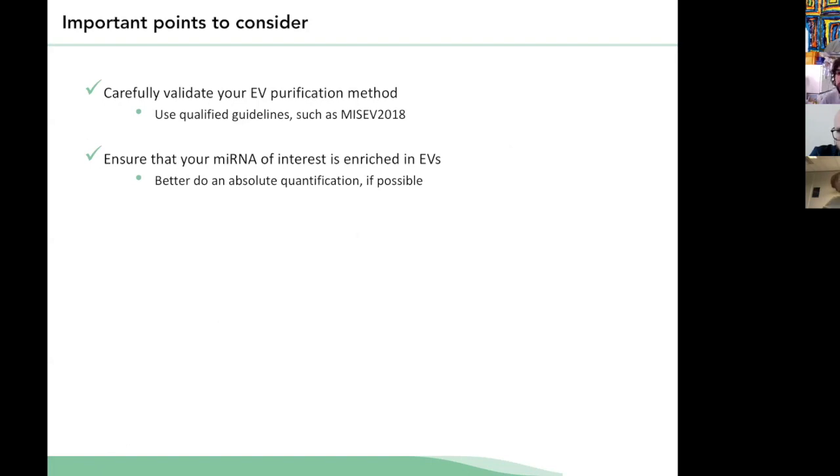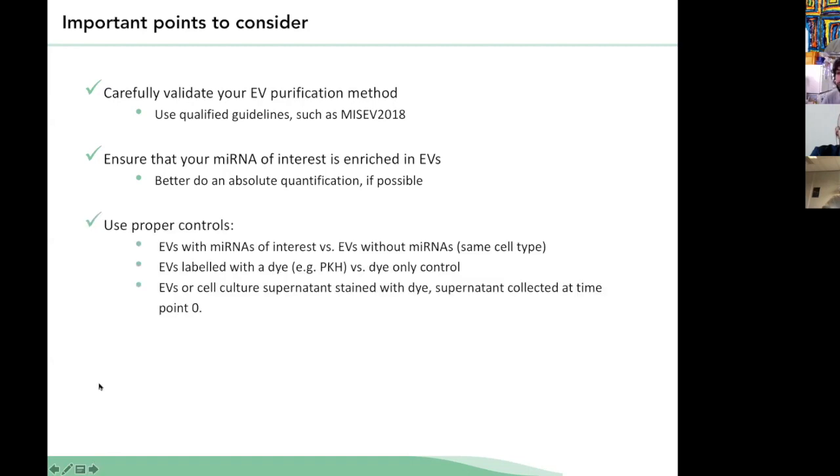We did an absolute quantification. I know it's difficult to judge how many microRNAs are enough to be functional, but if you see, as in our case, that you have one microRNA out of 10,000 EVs, I doubt that this microRNA will be functional. Okay, so one important point is to use the proper controls.